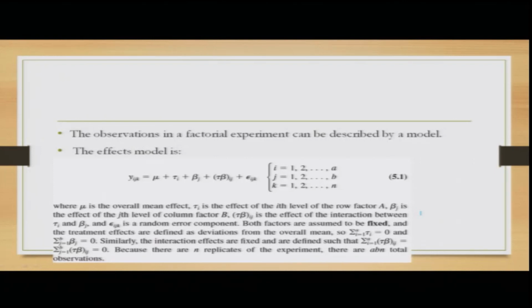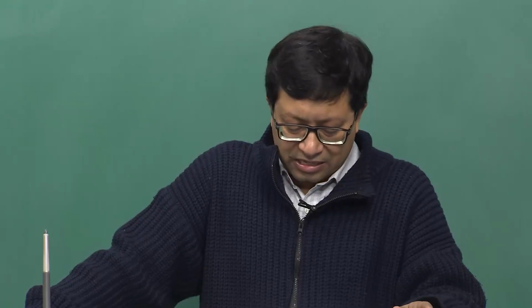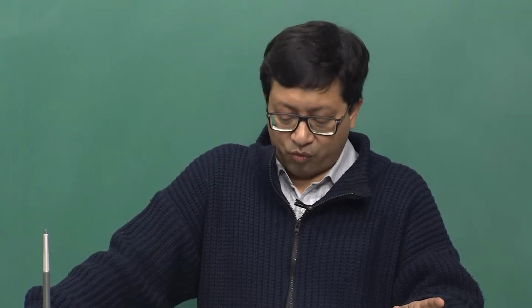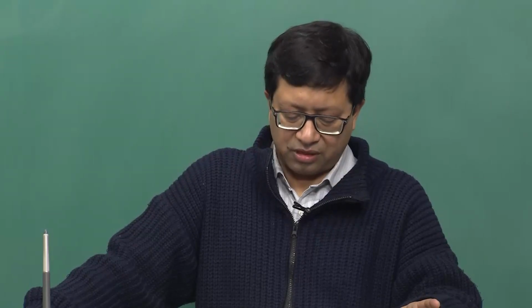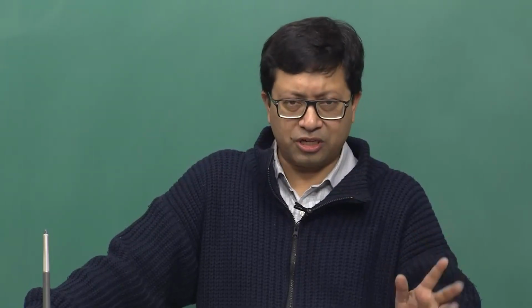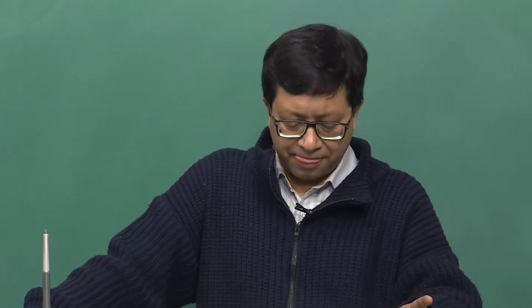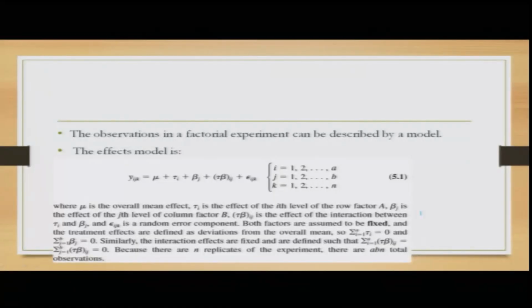Again, as I mentioned, rows are for the A's and the columns for the B's, where A and B are capital A and B. So, beta j is the effect of the jth level of the column factor, while tau beta suffix ij is the effect of the interaction between tau i and beta j. So, the combinations I am taking for both the factors combined, and epsilon suffix ijk is the random error component corresponding to each combination of i, j and k. Both factors are assumed to be fixed and the treatment effects are defined as deviations from the overall mean.